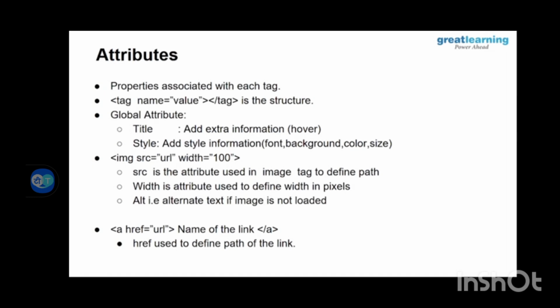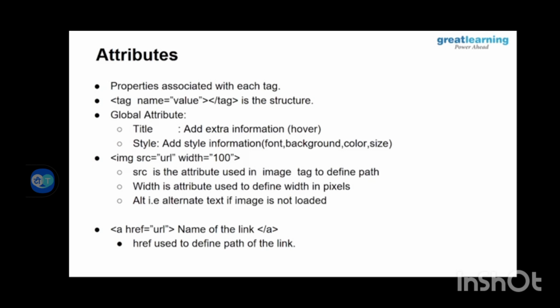So all these attributes correspond to the image tag. Now there are some global attributes which are applicable on all the elements throughout the HTML. There is title, which adds extra information when you hover over the element. If you use it on the image tag, when you hover over the image, whatever you have written in the title will be shown. For example, if it's an image of a cat and you have written cat image in the title, when you hover over the image it will show you the cat image.